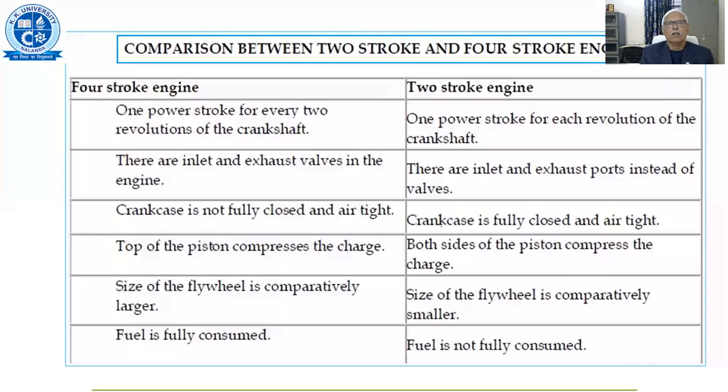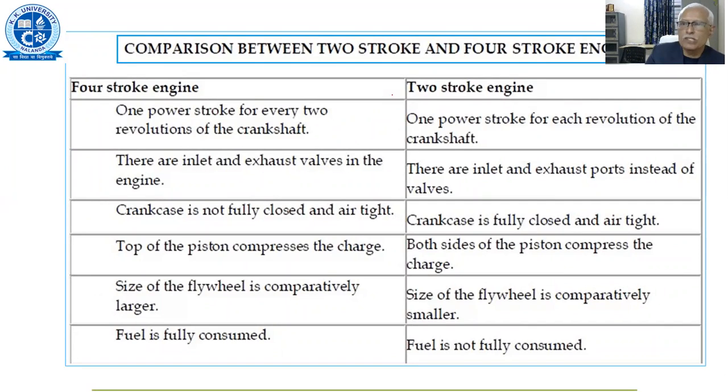Yeah. Now, comparison between two-stroke and four-stroke. So, what is the first one? The number of revolutions needed or number of rotations of the crankshaft. In the case of four-stroke engine, it's 2 rotations for 1 power stroke. In the case of two-stroke engine, only 1 rotation is needed per power stroke. So that means in every rotation you have 1 power stroke in the case of two-stroke engine.